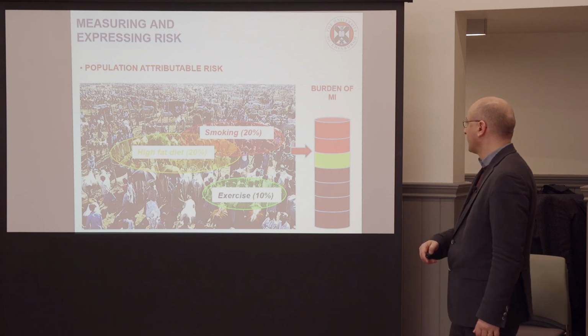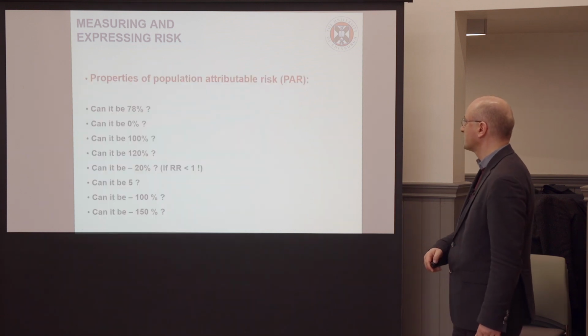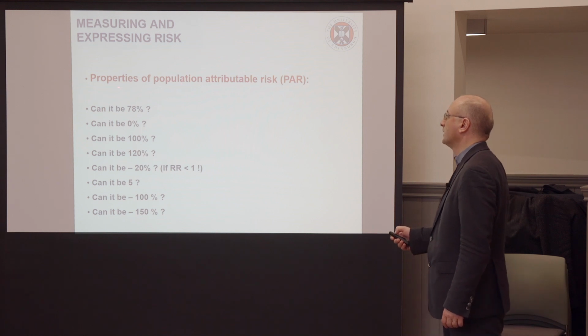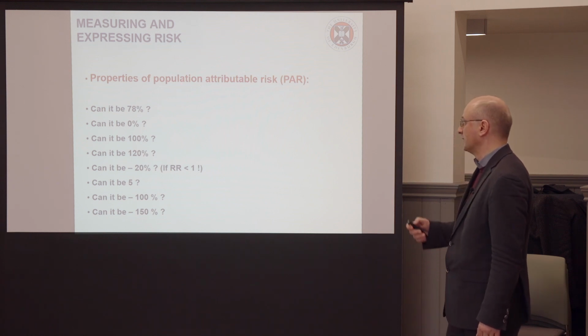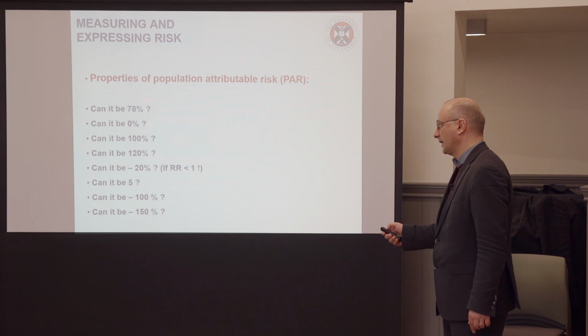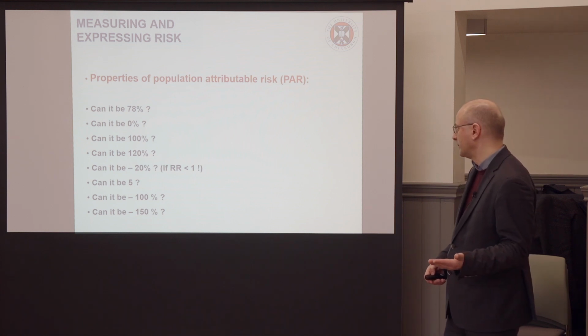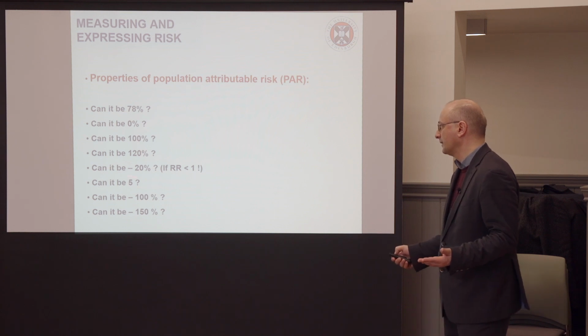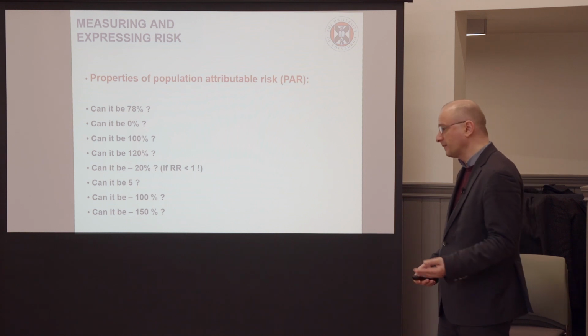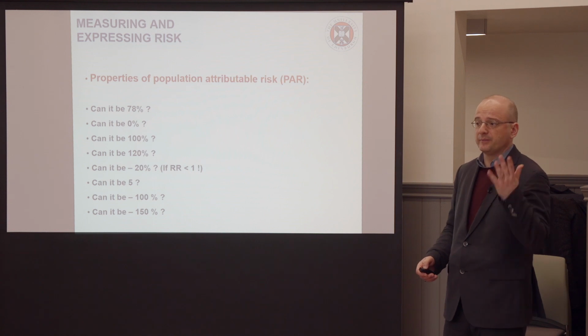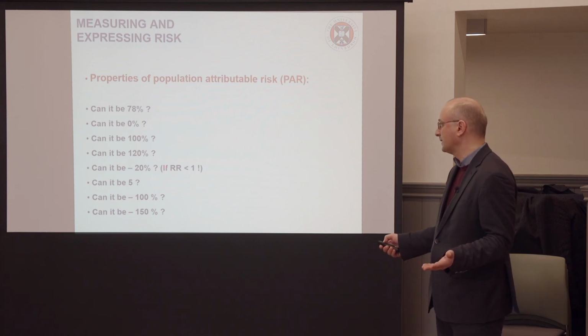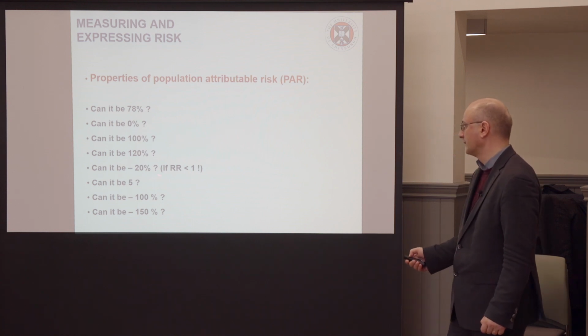Okay, so back to that architecture, we can think, what are the properties of population attributable risk? Can it be 78%? Can you remove 78% of the burden? Yes. Can it be 0? Yes. Can it be 100%? Can some risk factor by removal remove all the burden? I guess yes, but it can't be 120%.